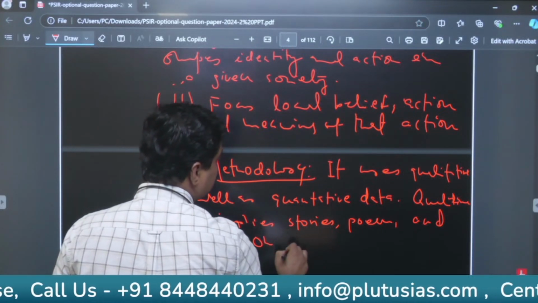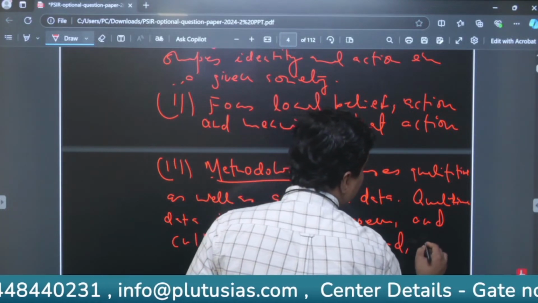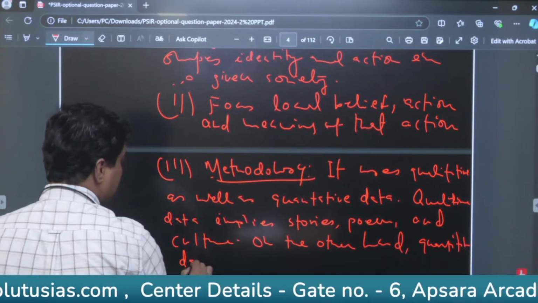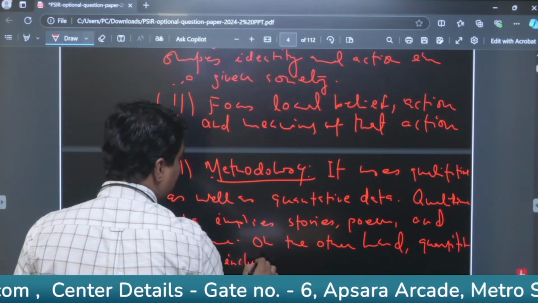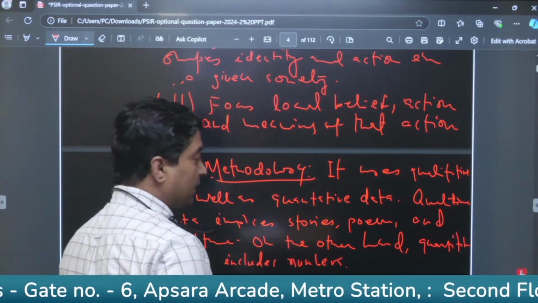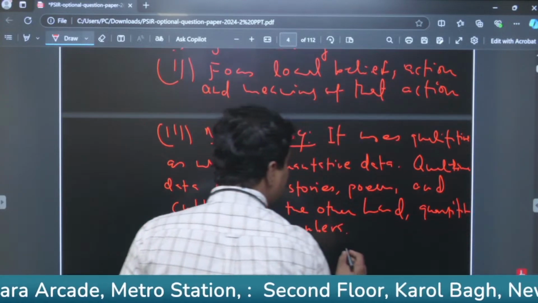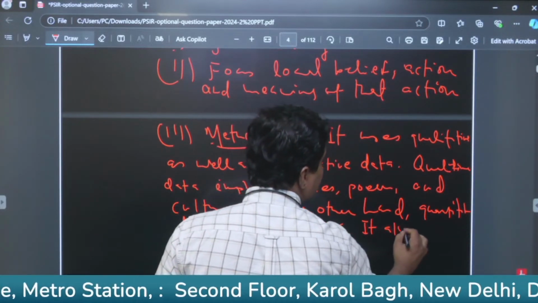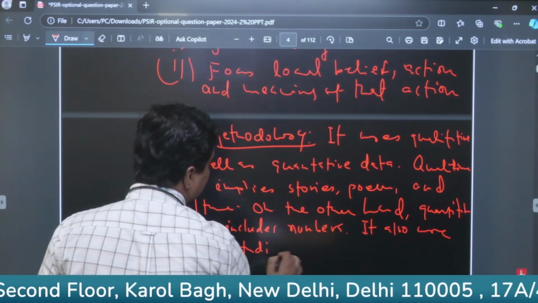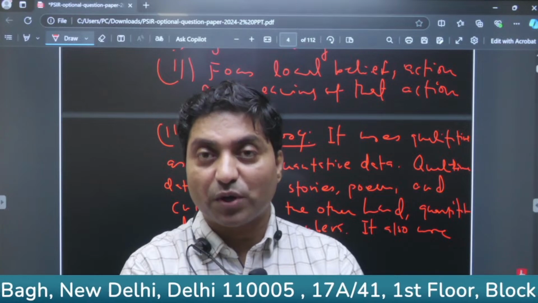On the other hand, quantitative data includes numericals, or you can say numbers, right? They also use case studies, right? Now different scholars take different case studies, but they don't uniformalize.